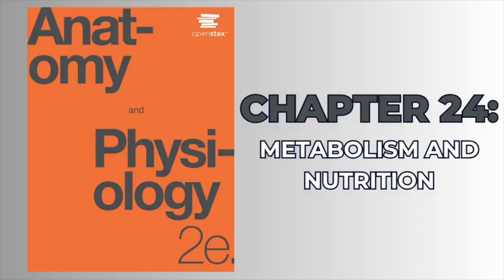Learning objectives. By the end of this section, you will be able to describe the process by which polymers are broken down into monomers, describe the process by which monomers are combined into polymers, discuss the role of ATP in metabolism, explain oxidation-reduction reactions, and describe the hormones that regulate anabolic and catabolic reactions. Metabolic processes are constantly taking place in the body.